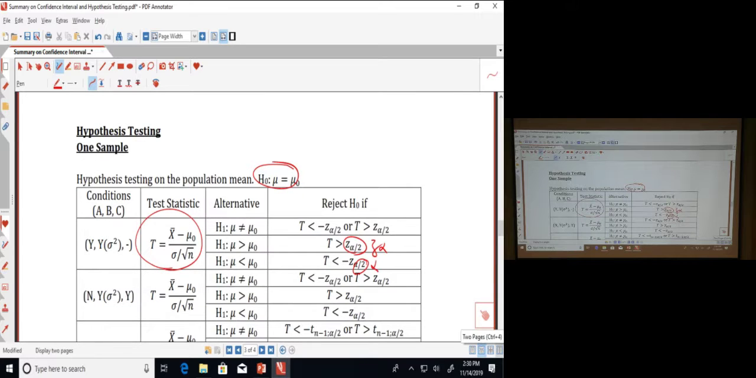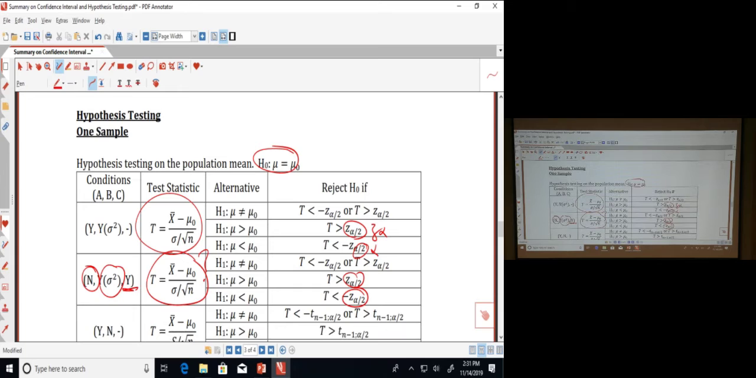Now, what happens if it's not normally distributed, but we still have big sample size, but sigma square is known? So I still use the same test statistics, right? And what is the distribution of these test statistics? Is it normal? Only approximately normal, all right? So, same here.